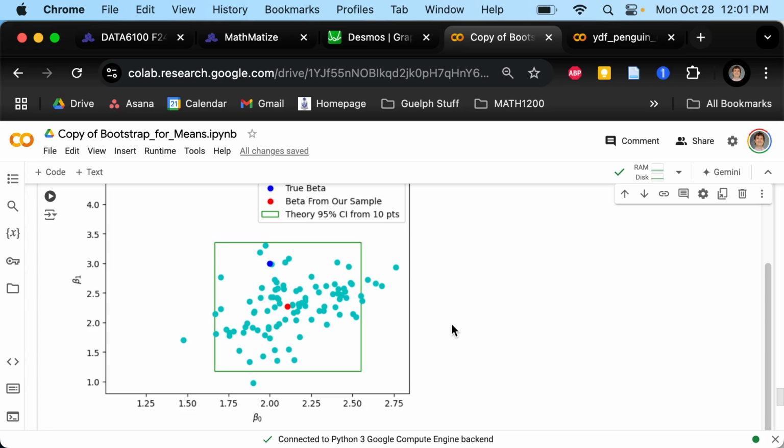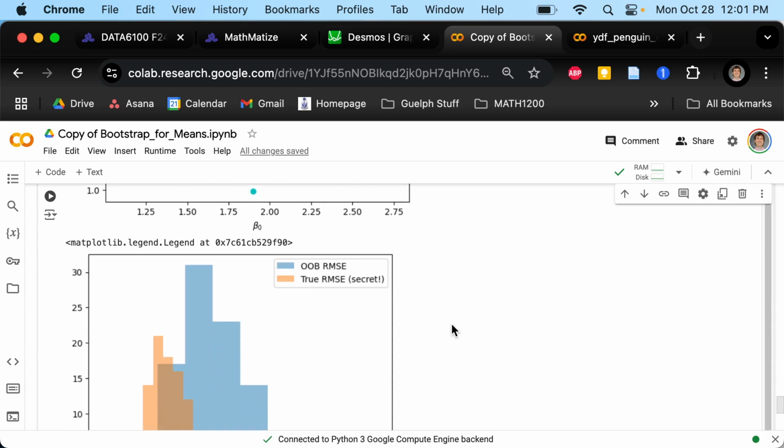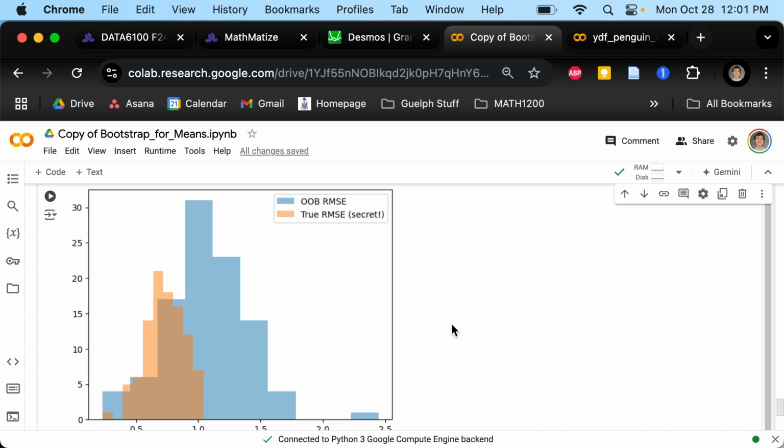This is all kind of review from last time. I'm going to show you the out-of-bag error in a second, which was the new part we did today. But any questions or comments about this thing? Okay. Let me show you the out-of-bag error. So here is the out-of-bag error.